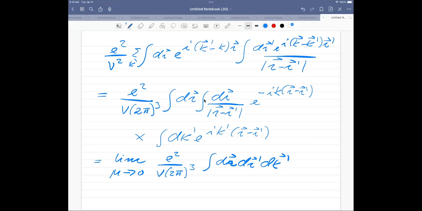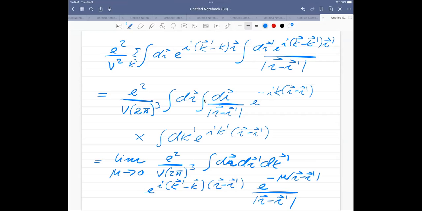And this is multiplied with e^{ik·(r−r')}, and I always have to look at my notes when I write this because it's so easy to make small errors. And multiply with e^{−μ|r−r'|} divided by |r−r'| here. So this is the integral I want to evaluate, and I'm going to take the limit after I've evaluated the integral.